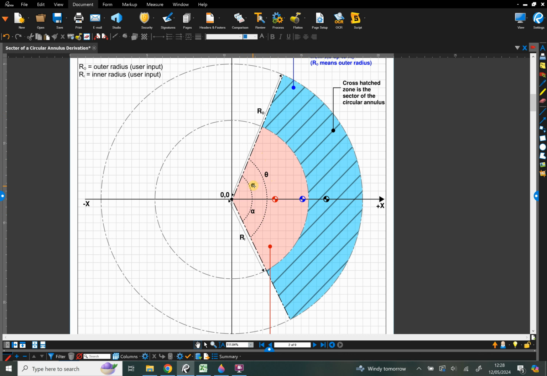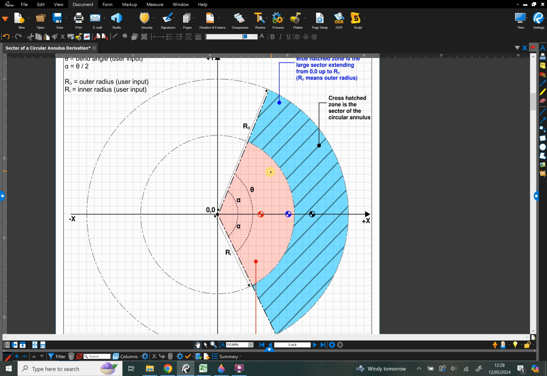And you'll notice that there's an alpha angle as well. The alpha angle is just half of theta. And what I've done as well, and this is very important because it simplifies the mathematics, is I've centered these sectors on the x-axis. So you'll notice that you've got a line of symmetry along the x-axis here, which greatly simplifies the mathematics.